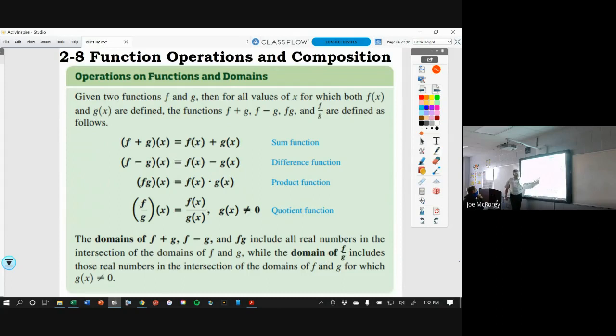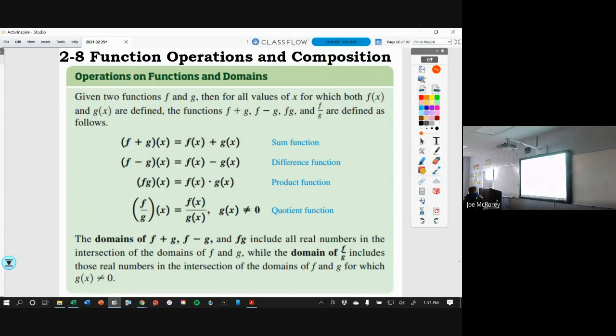This means I'm subtracting the two functions. I'm multiplying the two functions, and I'm dividing. Now be careful on the dividing. Whatever you're dividing by cannot be 0, because you just can't divide by 0. The bottom part says the domains of f plus g, f minus g, and fg include all real numbers in the intersection of the domains of f and g.